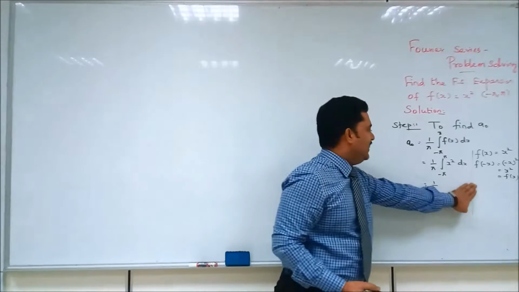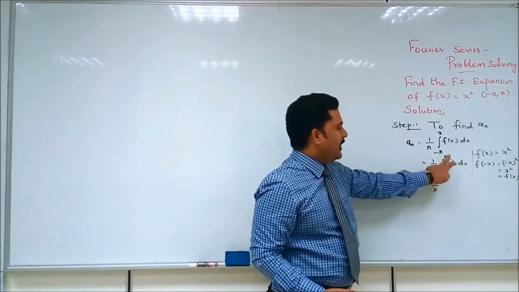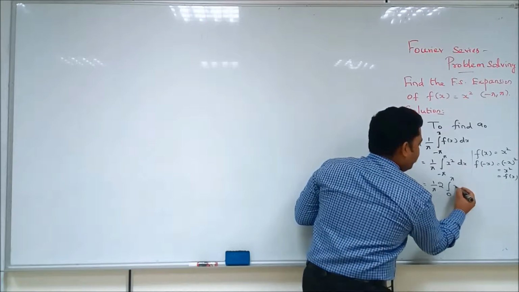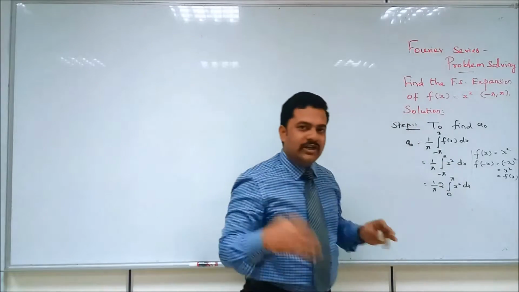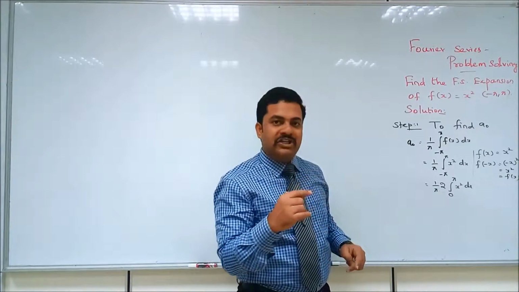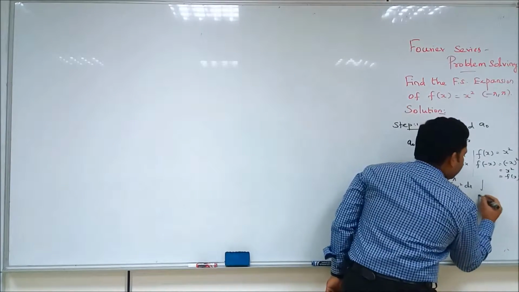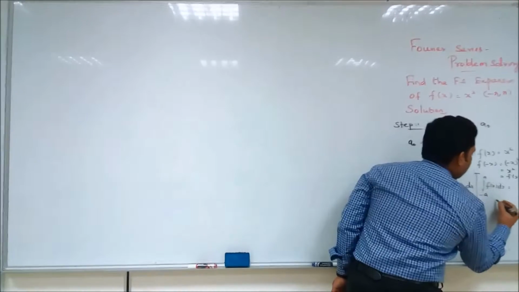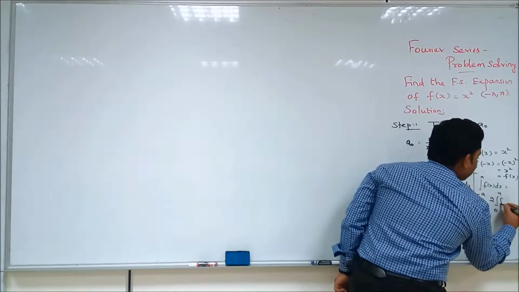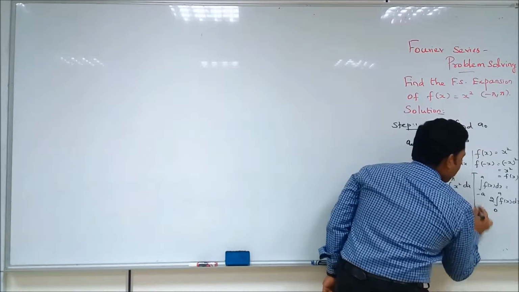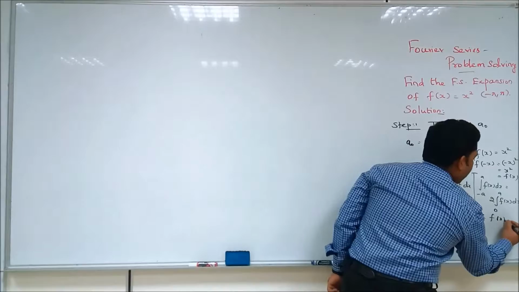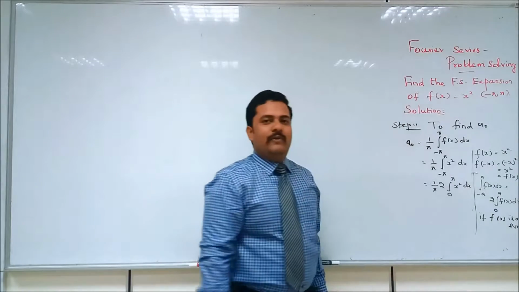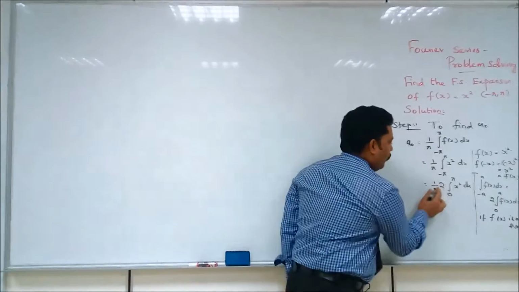Since this is an even function, we can write the interval minus pi to plus pi as 2 into integral 0 to pi of f of x dx. What is the rule behind that? Let me write the rule, the properties of integration. Integral from minus a to plus a of f of x dx is equal to twice the integral 0 to a of f of x dx, if f of x is an even function.